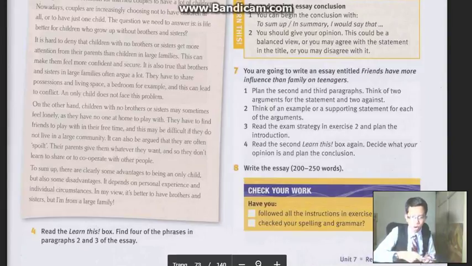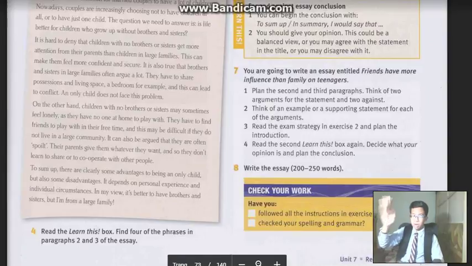Then you have to check your work, following the instructions in exercise number 7, and check your spelling and grammar. If you finish that, you have a really good essay. Alright, remember to write it.